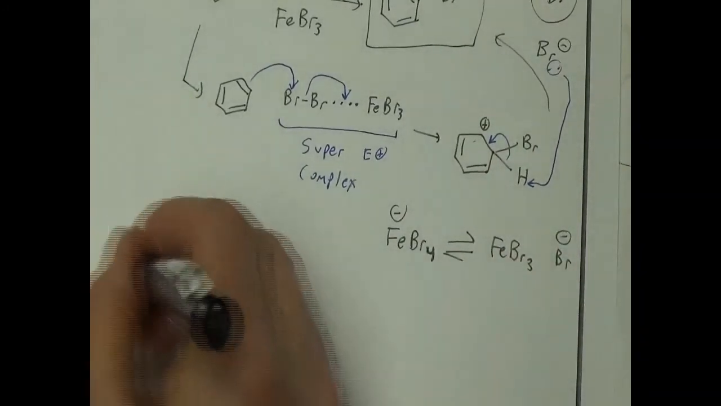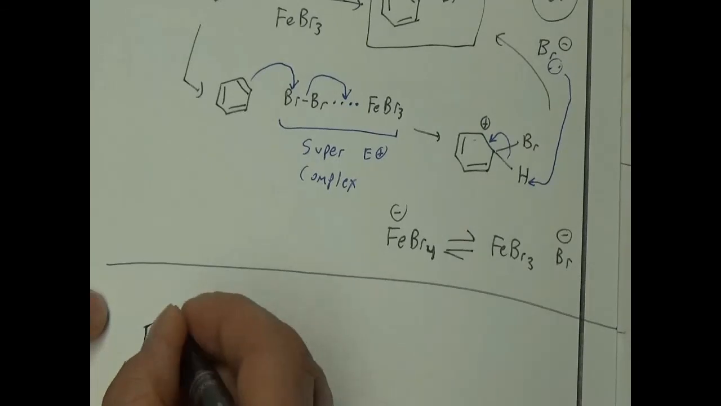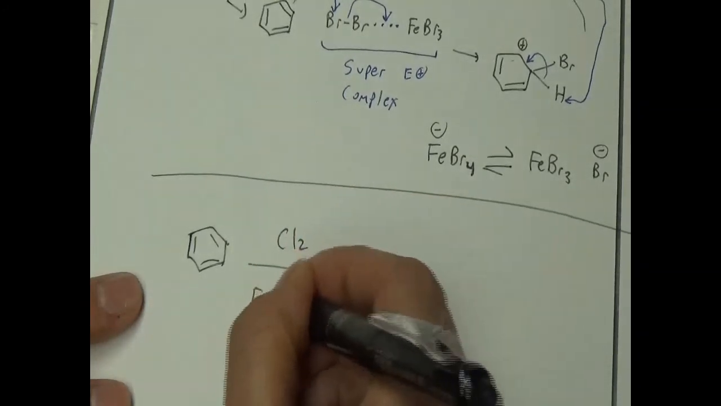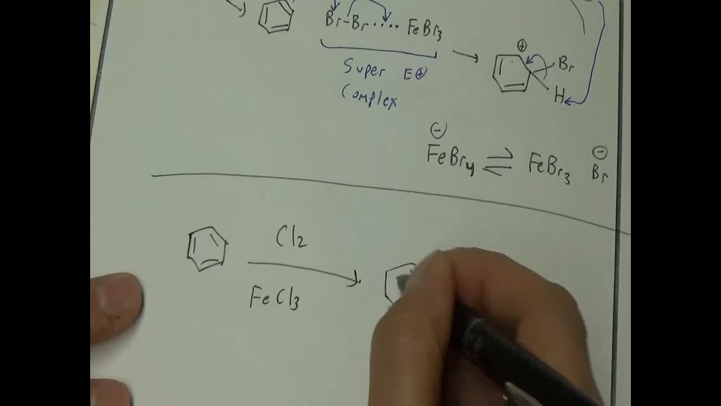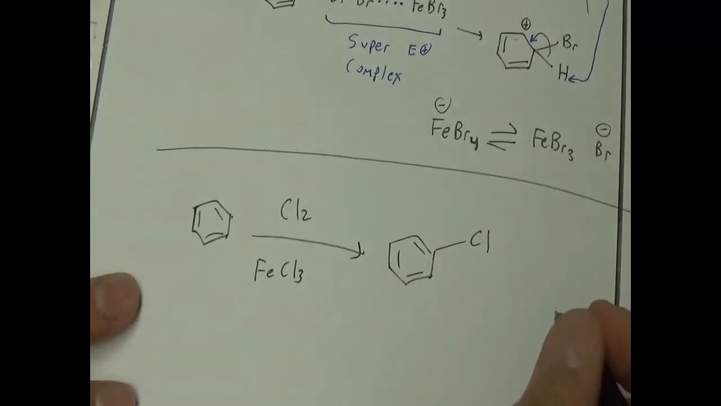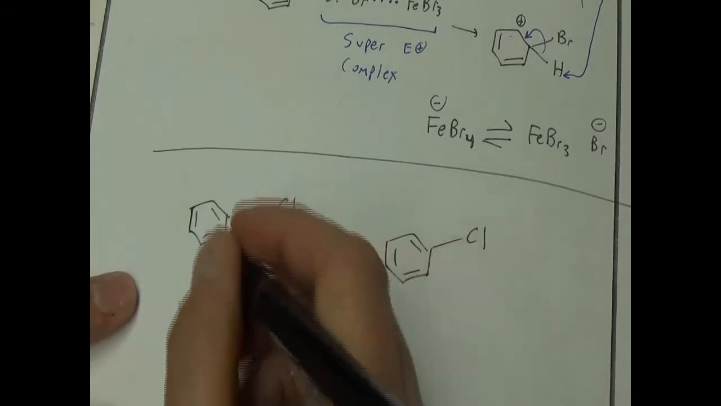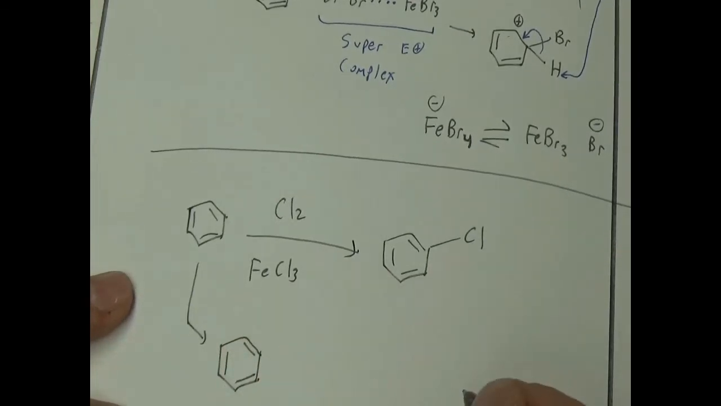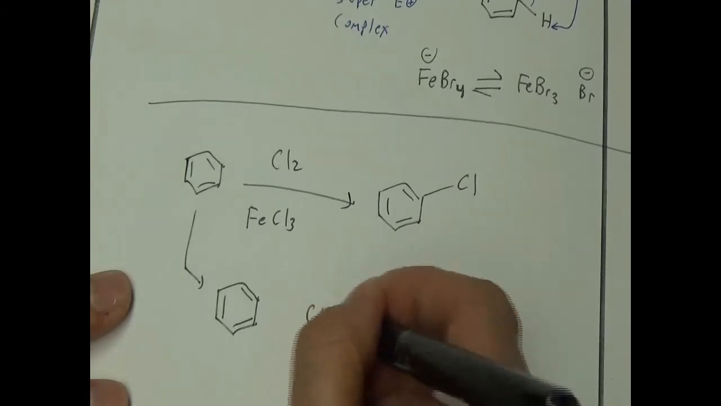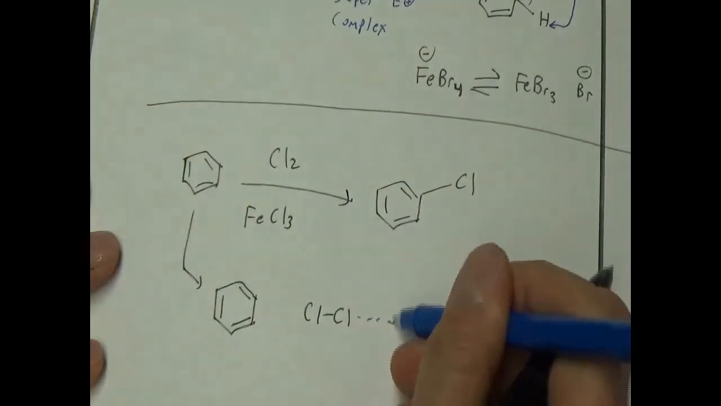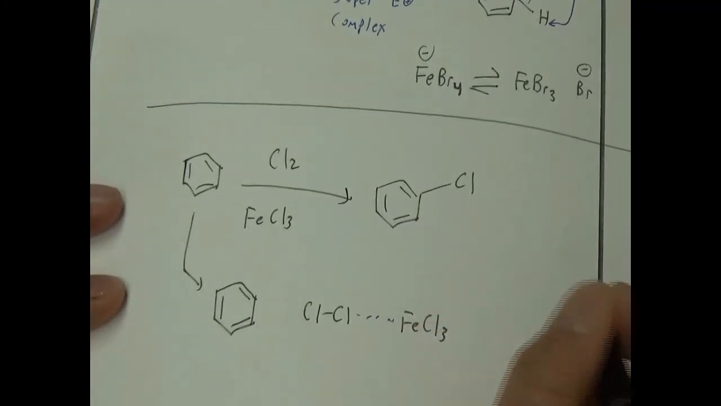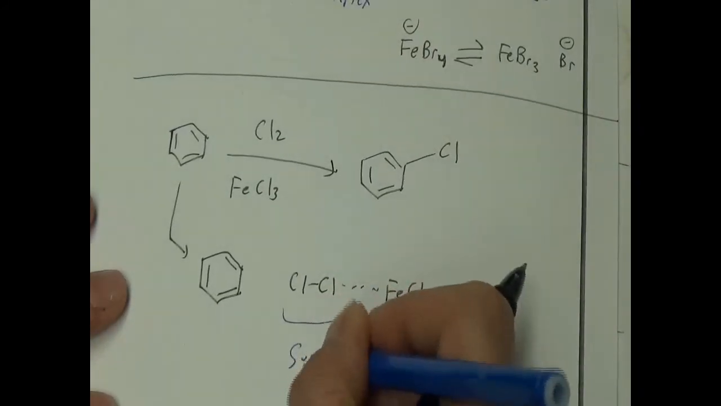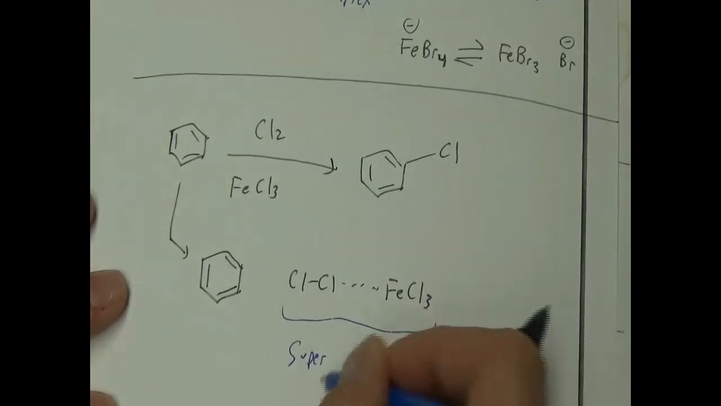So we'll end on chlorine, which is the same exact thing, and I'll just draw it really quickly. For halogenation, we can also do Cl2, FeCl3. Your second EAS reaction. All right, how do I draw the mechanism? So I'd redraw benzene. What do I do to that? Next, I make Cl-Cl with dots, FeCl3. What do I say this stuff is? It's a super electrophile complex.